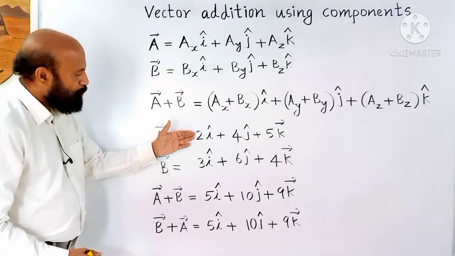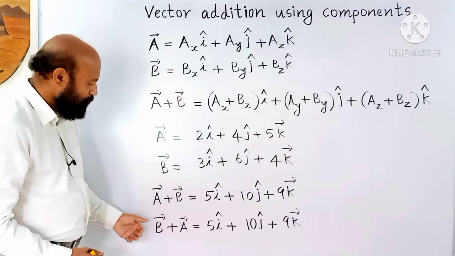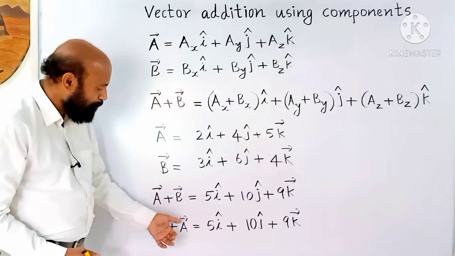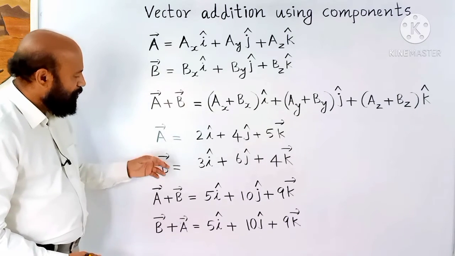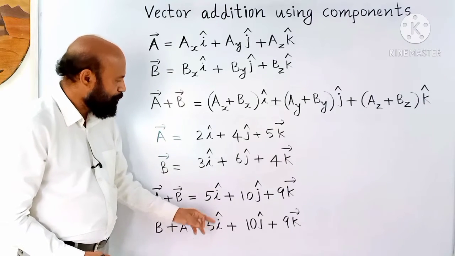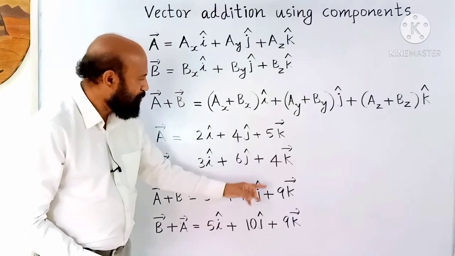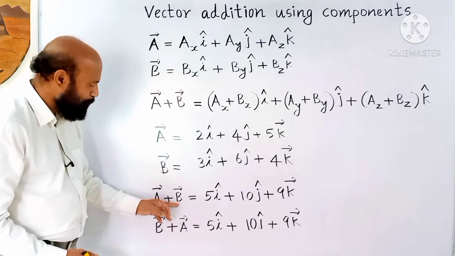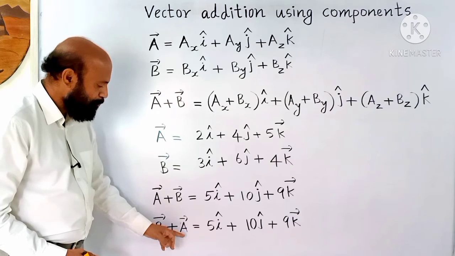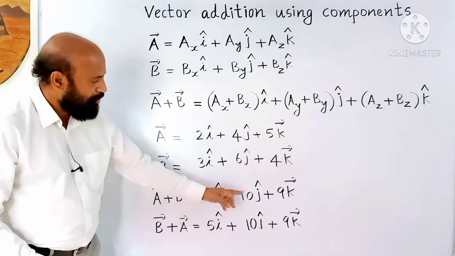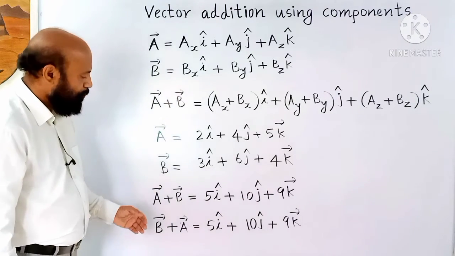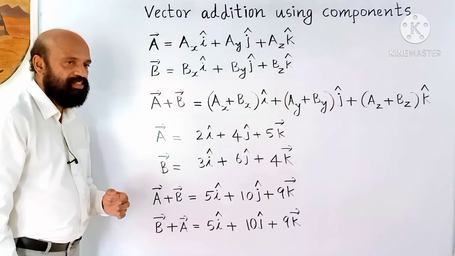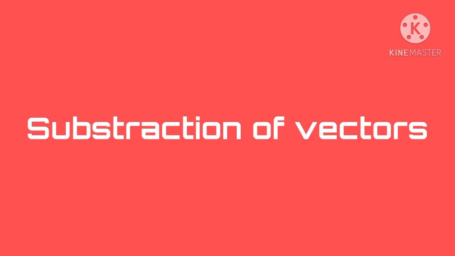You have to add the corresponding components. Now B vector plus A vector: 3 plus 2, 5. 6 plus 4, 10. 4 plus 5, 9. So you can see A vector plus B vector is the same as B vector plus A vector. So from this it is clear, vector addition is commutative.